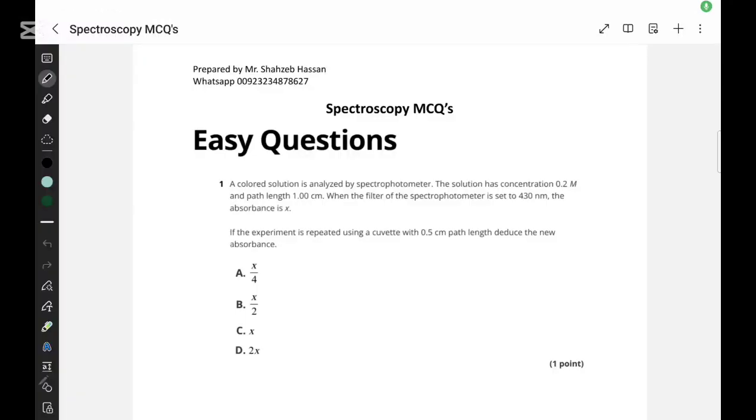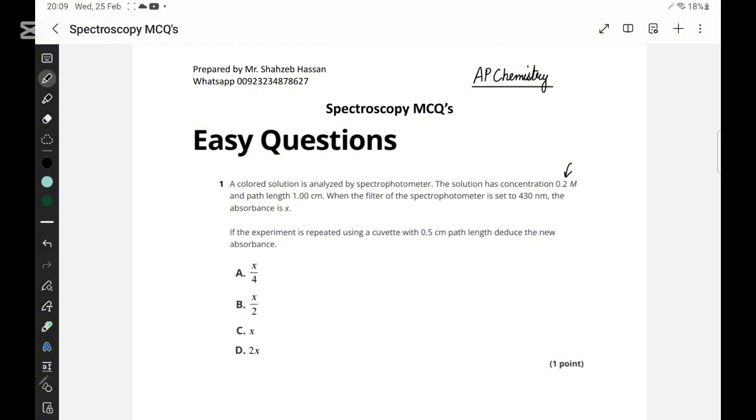We are going to attempt MCQs related to spectroscopy, questions related to AP Chemistry. So they are saying a colored solution is analyzed by a spectrophotometer. The solution has concentration 0.2 molar and path length 1 centimeter.